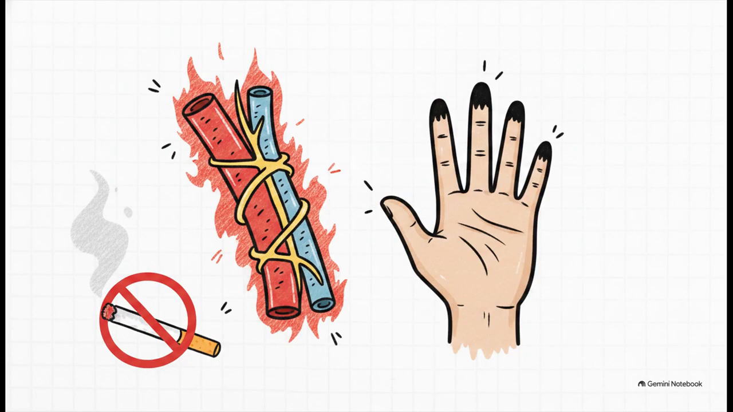Rounding out the medium vessels is Buerger's disease, formerly known as thromboangiitis obliterans. This one aggressively targets young, heavy male smokers. It uniquely inflames the entire neurovascular bundle. We're talking the arteries, the veins, and the nerves. They are all affected, while it oddly completely spares the lymphatics.